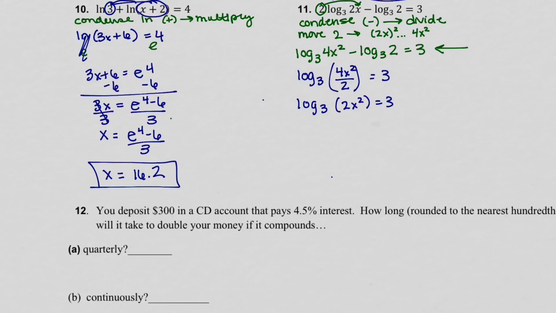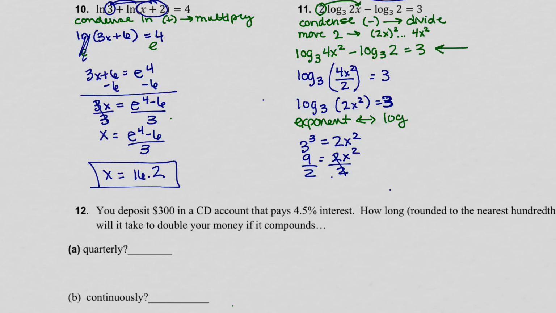And I'm almost done, but I want to get that out of the logarithmic form. So I know that an exponent can undo my log. So if I rewrite this in its exponential form, my base is 3, my exponent is this 3 over here, that equals 2x squared. And then again, just with some simple calculations, I can start isolating things.